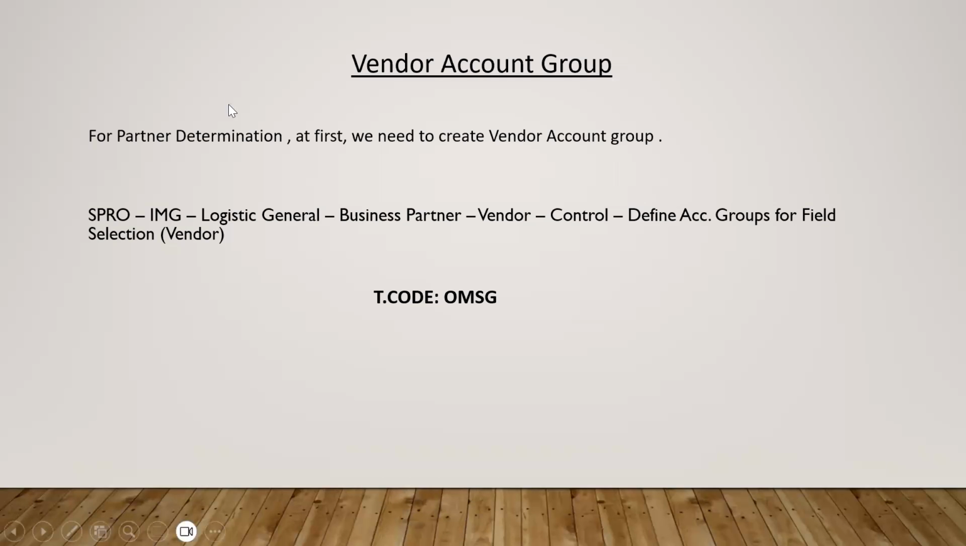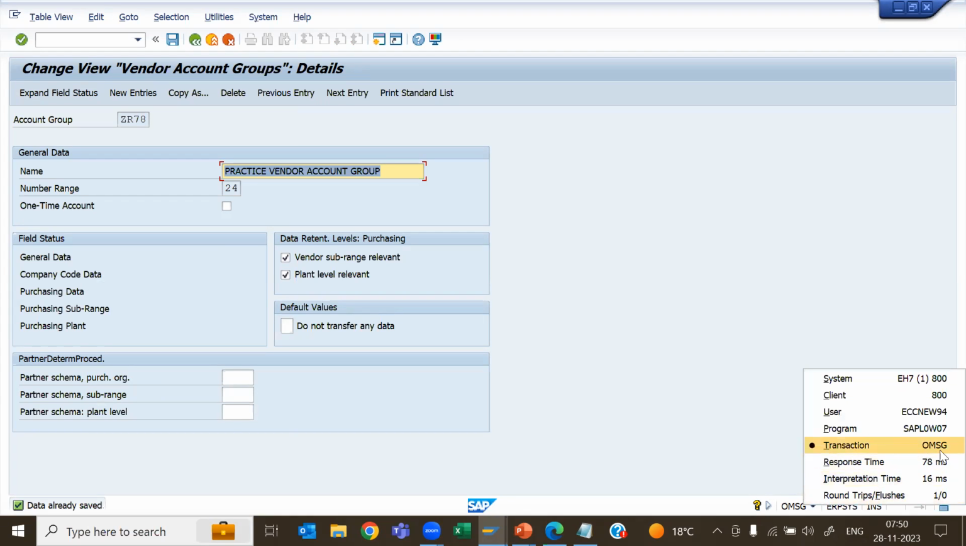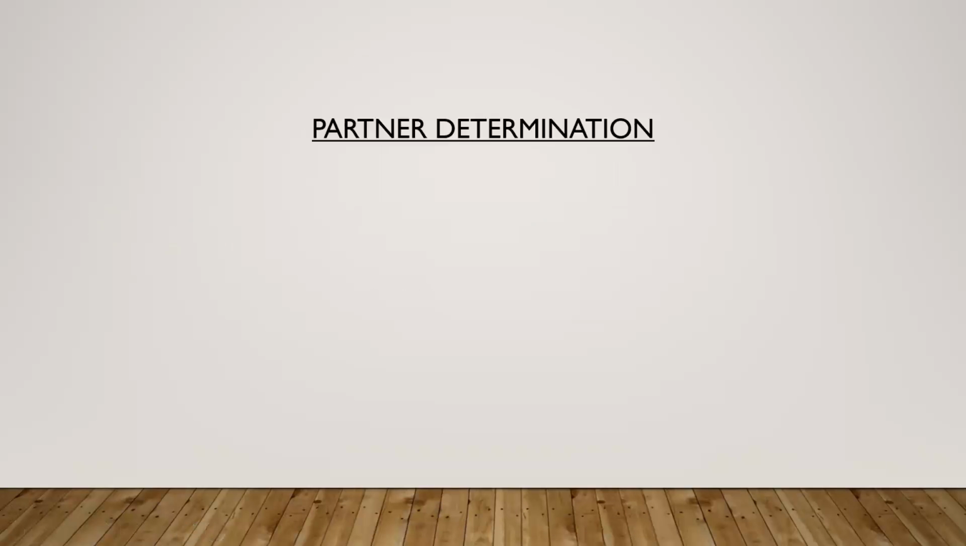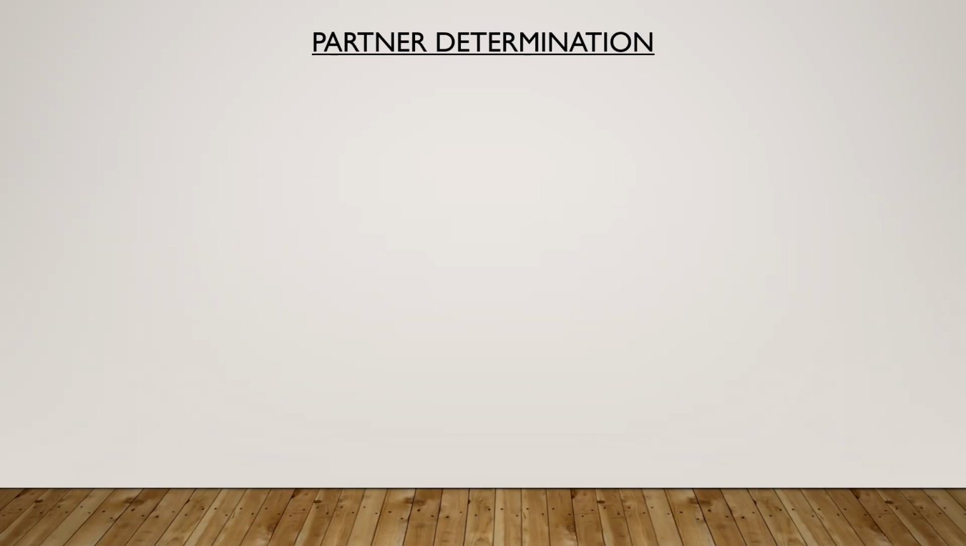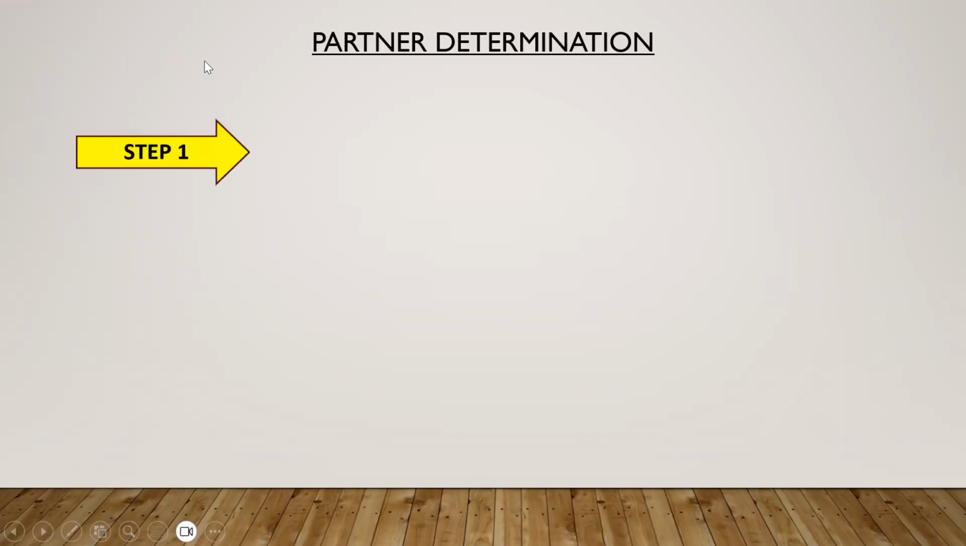After that, we can see that the T code OMSG can also be used. So for this configuration, we can use the transaction code OMSG. Now, the next thing, partner determination. Partner determination is the process by which, whenever we create one supplier in our system, automatically our partner role comes into the supplier master. For that, we need to follow some steps.